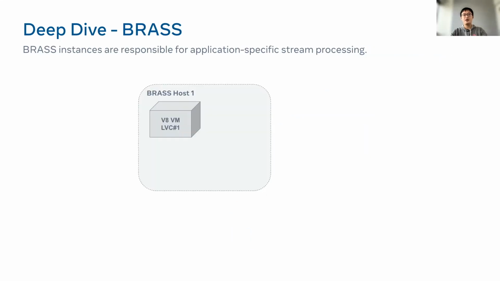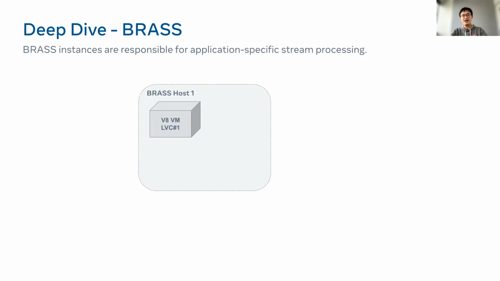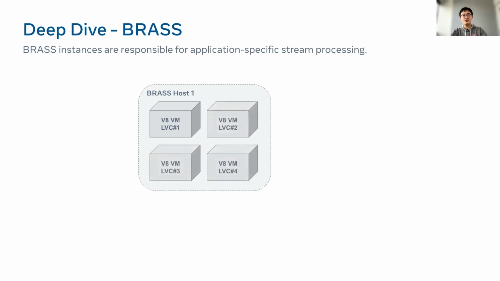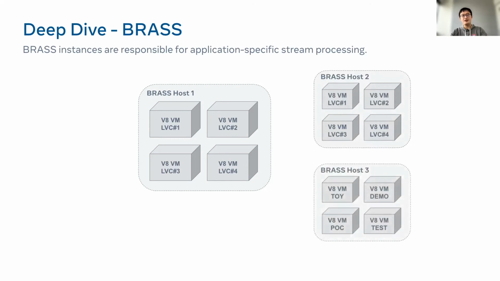RAS instances are responsible for application-specific stream processing. Each RAS runs in its own isolated environment, a JavaScript V8 VM, and can process streams from the same product use case. Each RAS host runs multiple RAS VMs. The number of RAS VMs to run for a product use case can be scaled automatically based on load. The fleet of RAS hosts provides us serverless compute environments that are specialized for long-running streams.